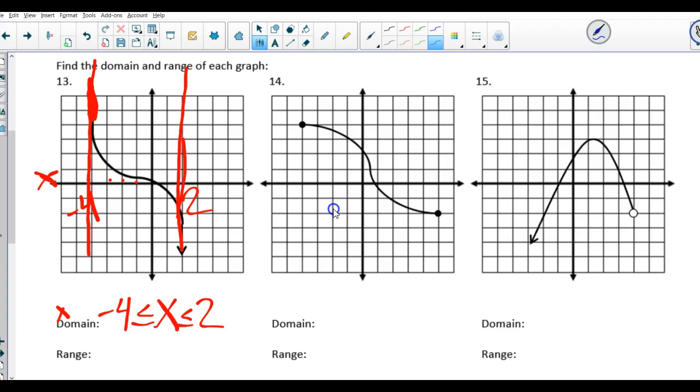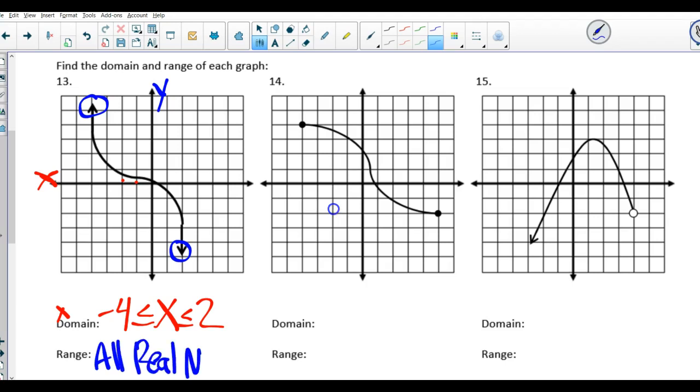The range, I'm going to erase all that because it's cluttering up my graph. The range is the height from bottom to top, the y values that I need. If I were to crop this shape out, I cannot cut anywhere on the bottom because it goes down forever. I cannot cut anywhere on the top because it goes up forever. There are no boundaries here. According to our notes, all real numbers. When it goes forever in both directions, that's all real numbers. Both meaning down and up.